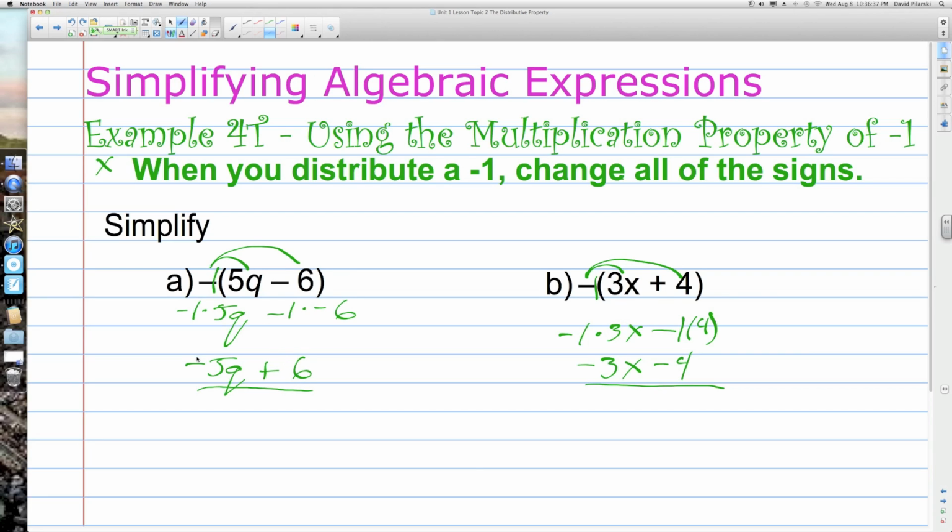If this was positive, we made it negative. This was minus, we made it plus. Here, this was positive, we made it negative. This was plus, so we made it minus. When you distribute a negative 1, you change all of the signs. And that's how you distribute a negative 1.